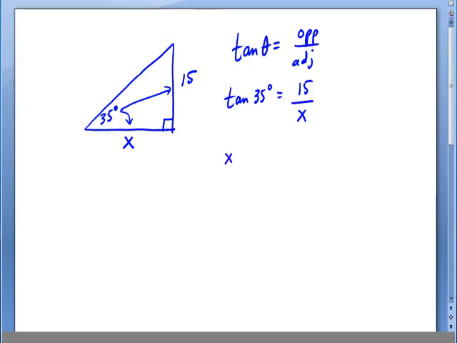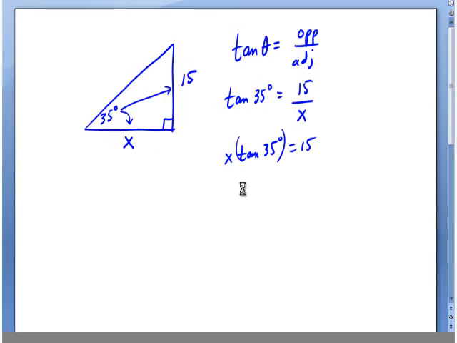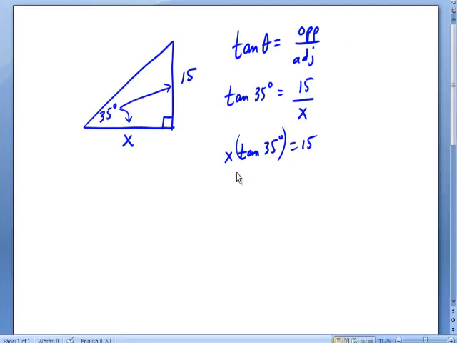I can cross multiply both sides by x. And remembering that tangent of 35 is just a value that I can get from plugging tangent of 35 into my calculator, I can divide that from both sides. So in this case, x equals 15 divided by whatever the value of tangent of 35 is. And if I plug this into my calculator, I come up with roughly 21.4 for the length of side x.